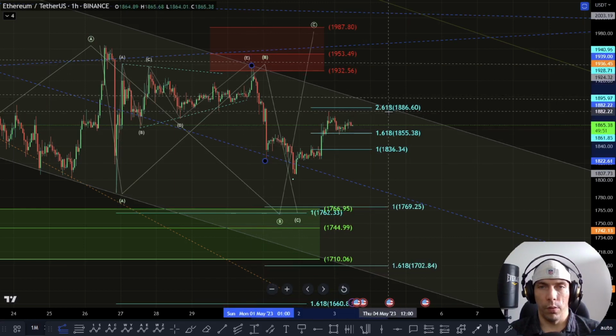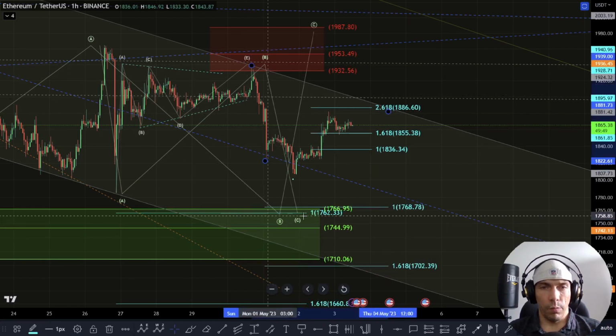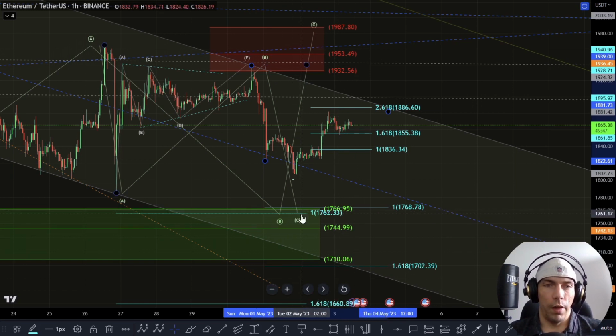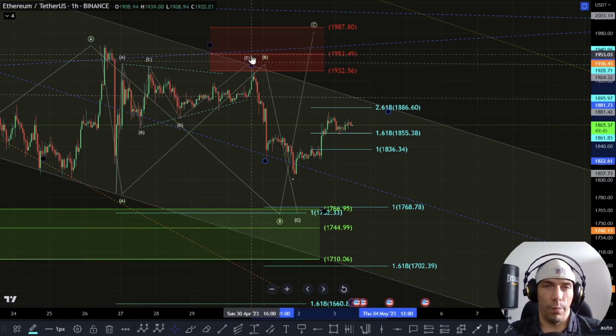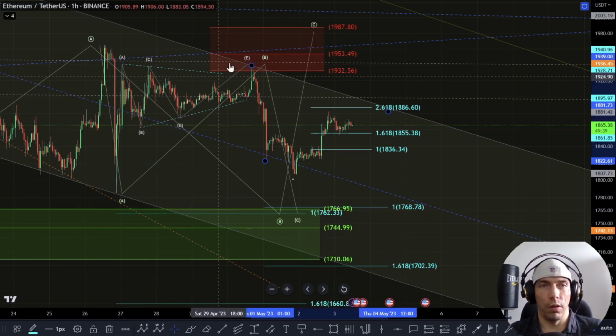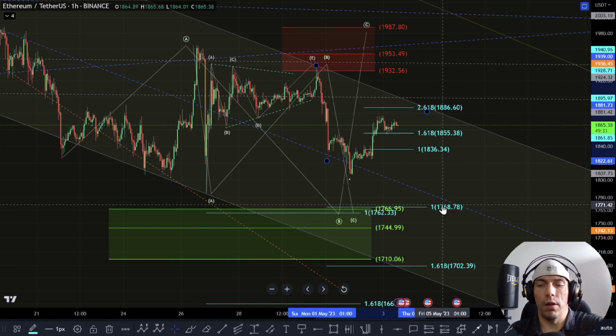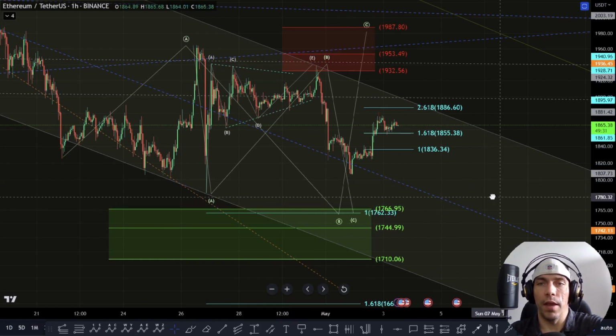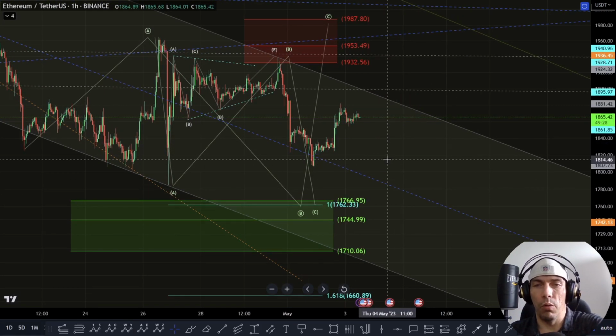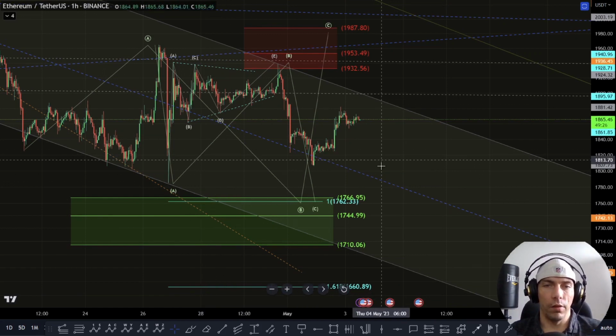So let's just throw this fib on here. So that would actually bring us down into this 1-to-1 here of this as an A, a B, and a C, which would be at the 1762, which would also tie in with a 0.236 retracement to the downside of this A wave. So this could be a little bit of a confluence zone here where we could see a reaction. Now, what we would want to see if this is a flat is we'd want to see obviously one more break to the downside, potentially looking to take this low.